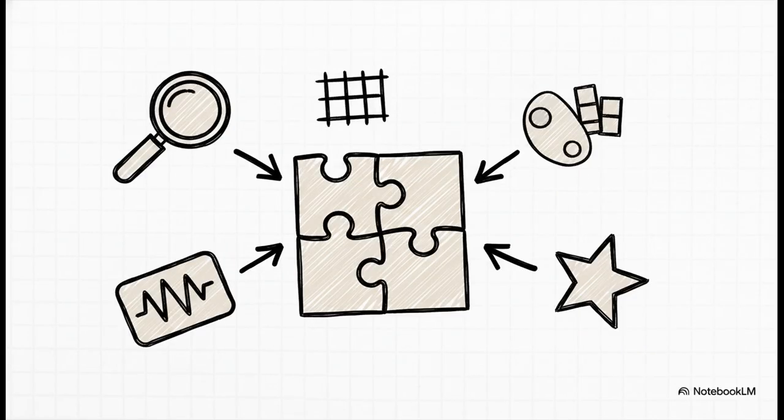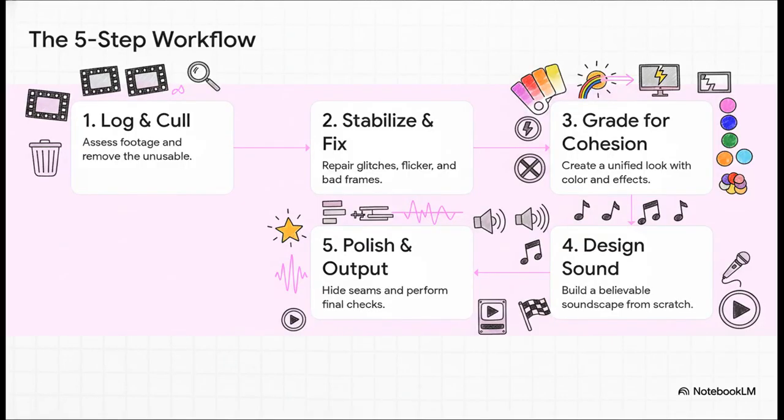Okay, so that was a lot. Let's do a super quick recap of the whole workflow, from start to finish. It really just boils down to these 5 simple stages. 1, log and cull, get organized first. 2, stabilize and fix, tackle all the technical problems. 3, grade for cohesion, make it all look like it belongs together. 4, design sound, build your world with audio. And 5, polish and output, the final touches.